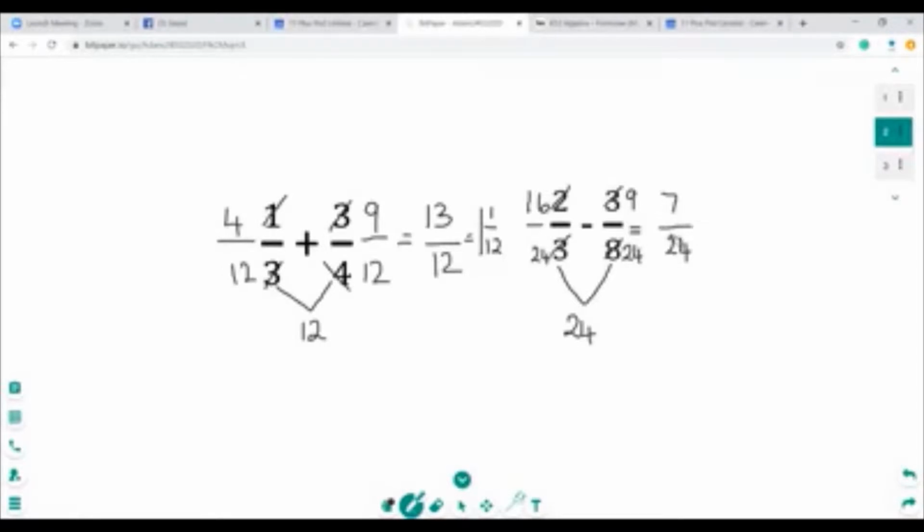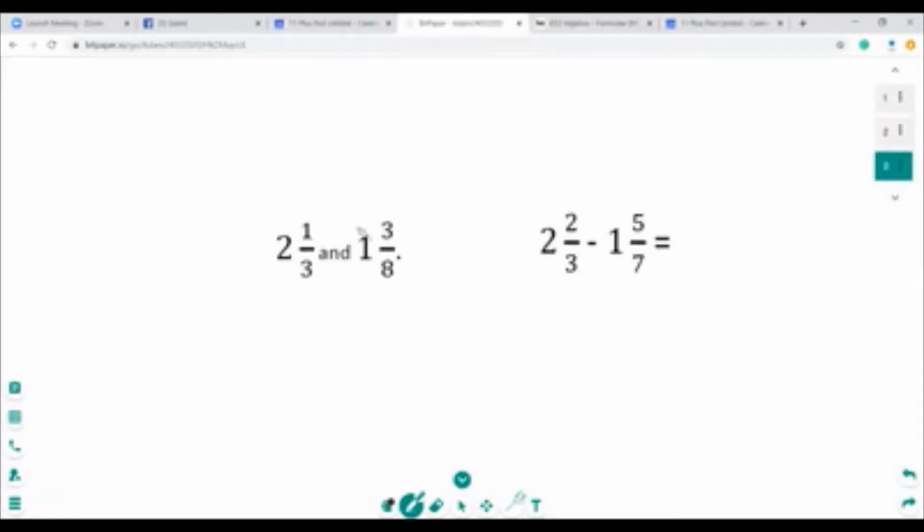And in this instance, we don't need to simplify down because 7 is a prime number and not a factor of 24. So that is already in its lowest form. The final thing we're going to look at today is how we deal with adding and subtracting mixed numbers. When it comes to addition, we can just add the whole numbers together.